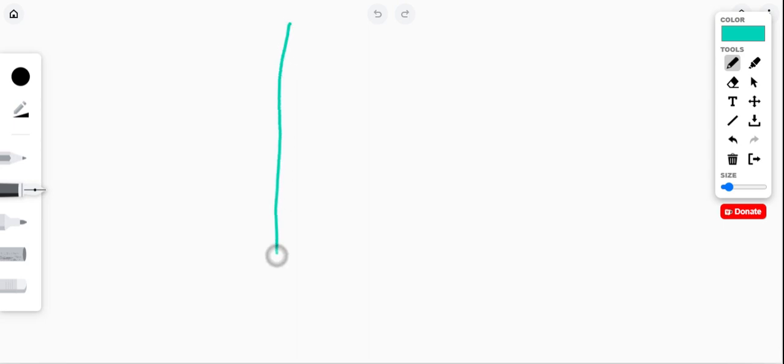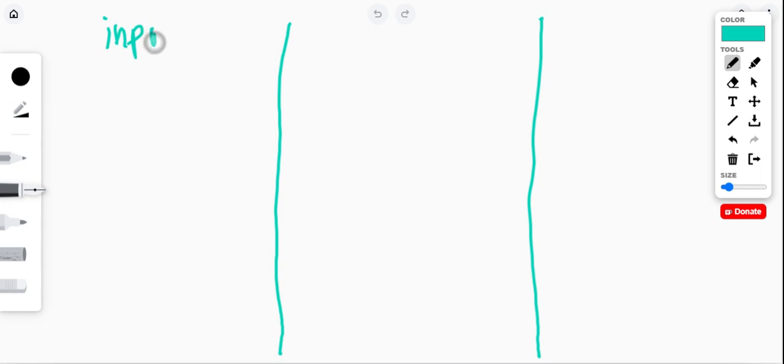So first thing on your sheet of paper, let's draw some vertical lines here. And on the left side, we're going to do input, and then on the right side, we're going to do output for the table. And then in the middle is going to be the rule.